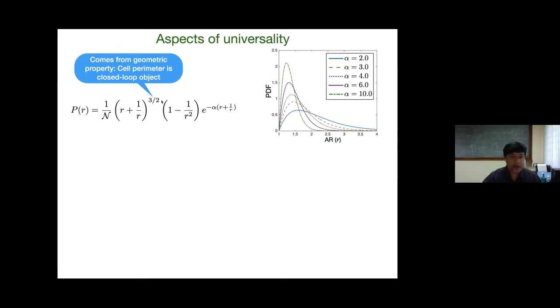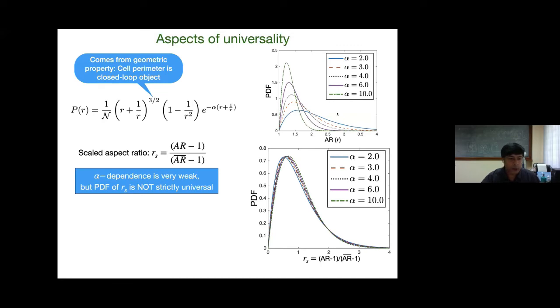In this expression, this factor 3/2 comes from a geometric property, which is that the cell perimeter is a closed loop object. So this must be generally true for all systems. And these are some of the PDFs of the aspect ratio at different values of alpha. Now, as they did in the experiment, we also calculated the distribution of the scaled aspect ratio that we denoted as RS. And when you plot the PDF of the scaled aspect ratio, they follow nearly a universal behavior. So they are very close to each other, although they are not strictly universal. There's a slight variation in them.